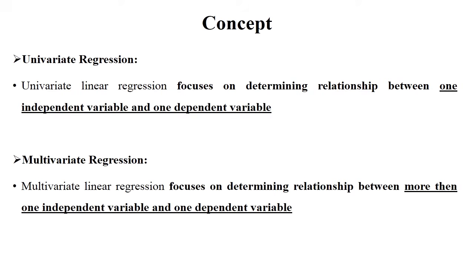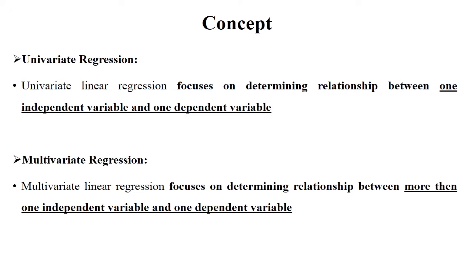So let's see. Okay, first we will understand the concept of univariate regression and multivariate regression. Univariate regression generally focuses on determining the relationship between one independent variable and one dependent variable. We already learned the concept of dependent and independent variable in the previous session, right? We took the example of salary and experience. Salary depends on experience, so salary is the dependent variable and experience is the independent variable. This concept is called univariate regression, the relationship between one independent and one dependent variable.